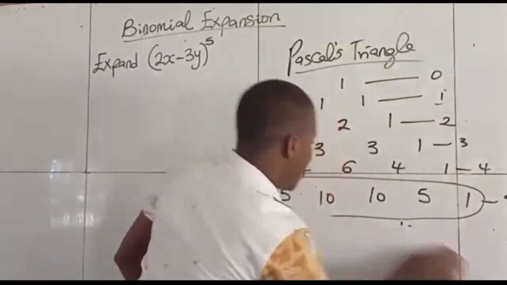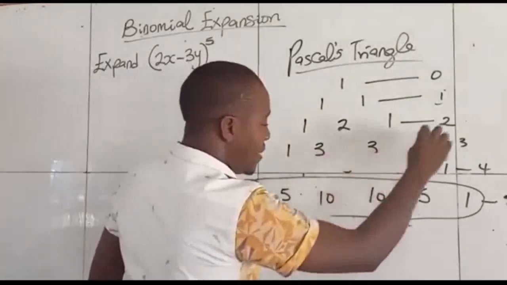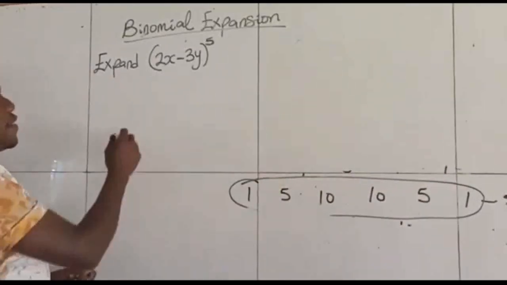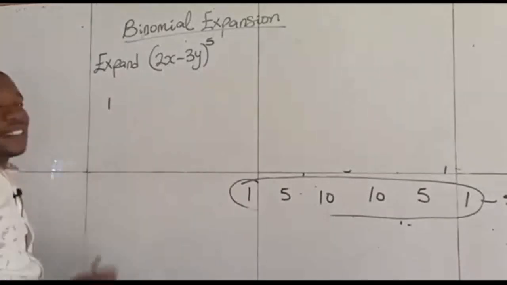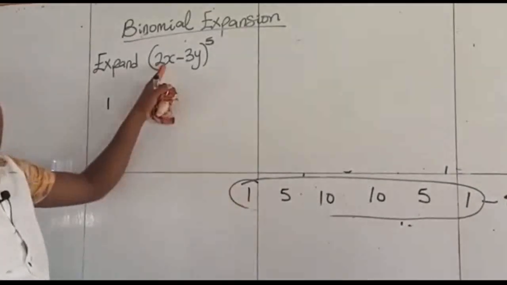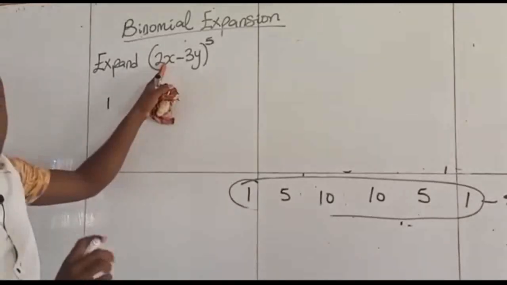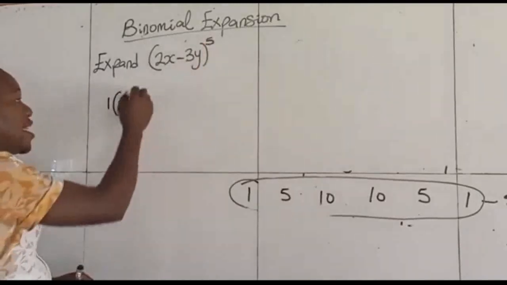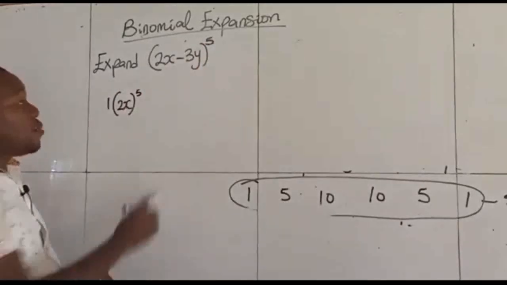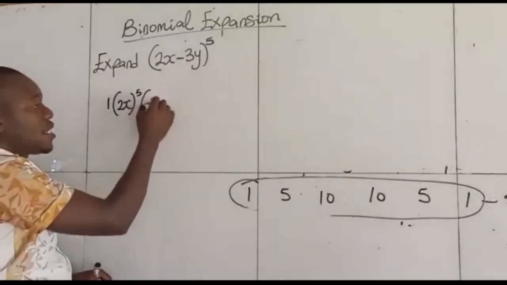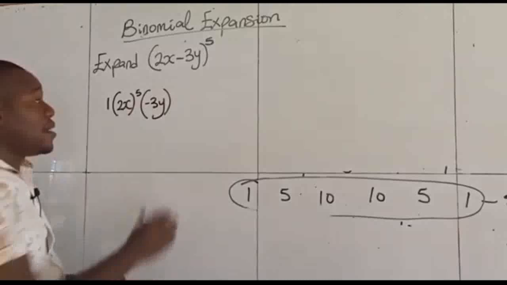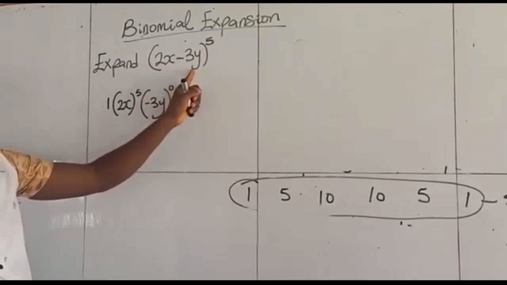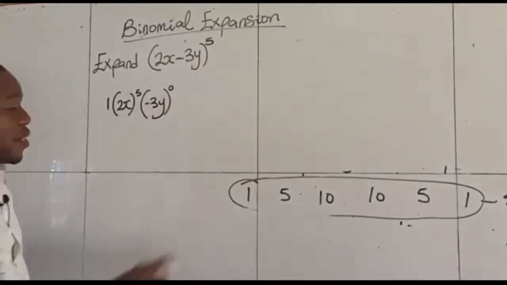So what we have is 1, 5, 10, 10, 5, and 1. So with these coefficients, we quickly expand. You pick out the first coefficient, 1. Then pick the first term in the binomial expression, which is 2x, and raise it to the highest power, 5. Then you pick the next term, which is minus 3y, and raise it to the least power, which is 0. So you always start with the highest power for the first term, and then the least power for the second term. So we are done with this coefficient of 1.